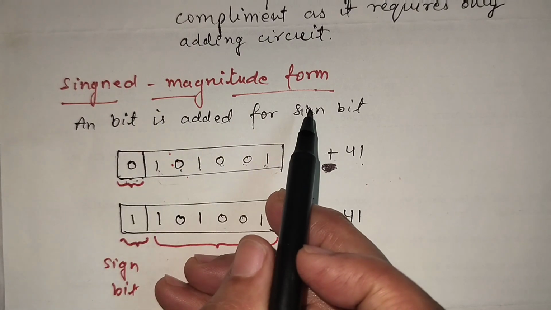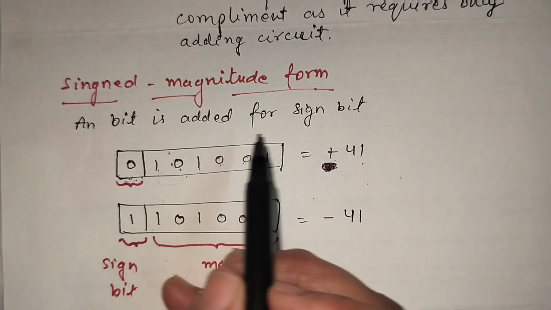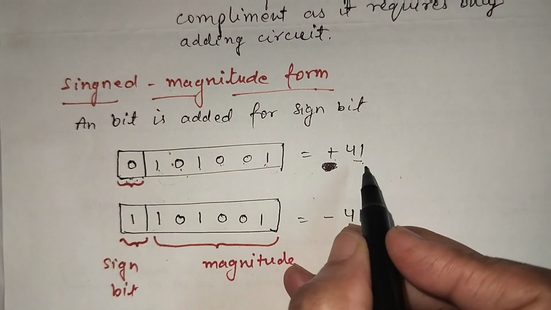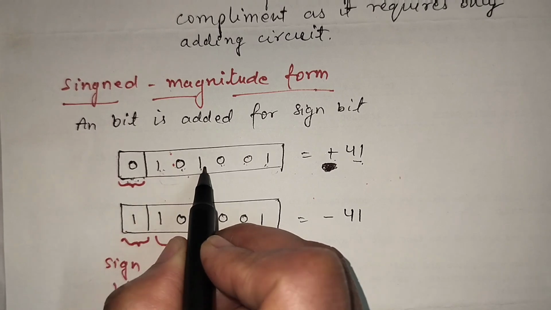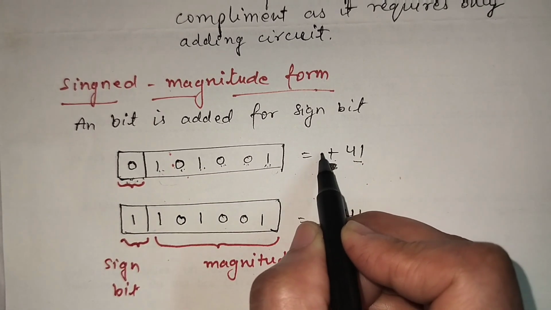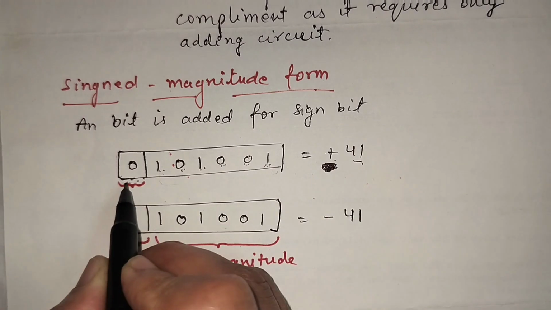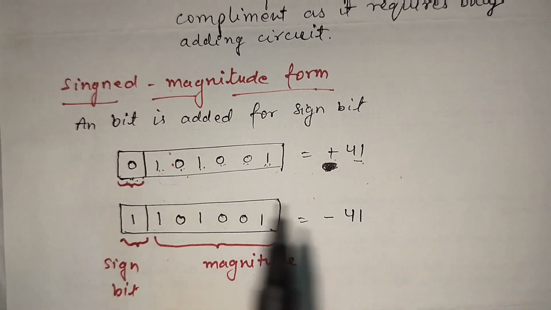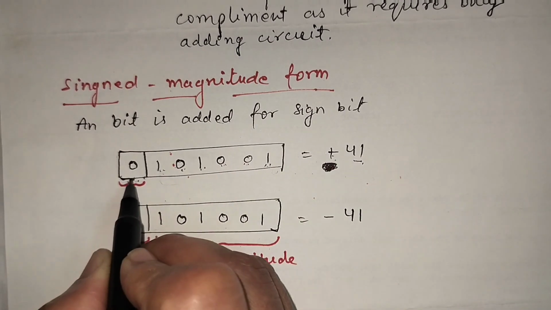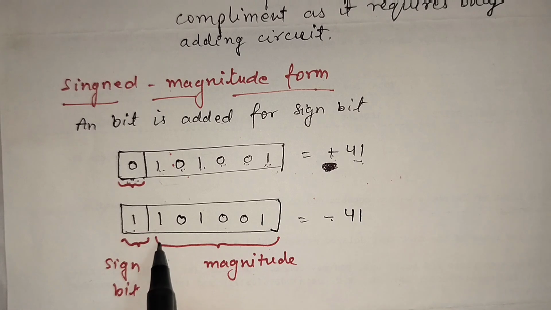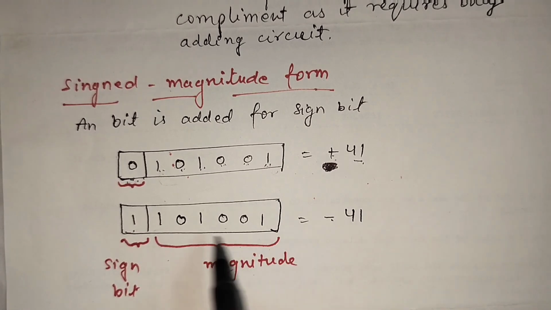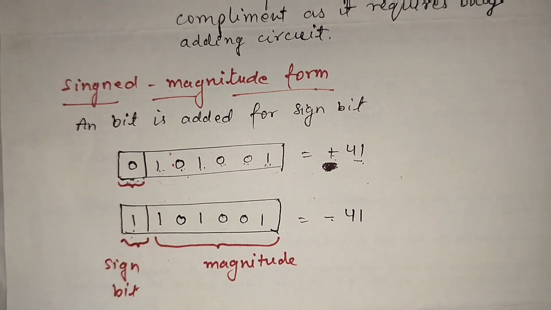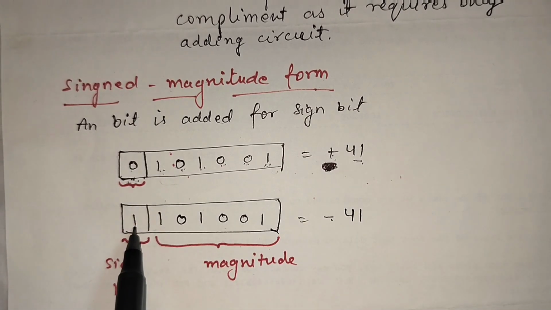First we will discuss sign magnitude form. In sign magnitude form, a sign bit is added in front of the binary number. This is 41 and this is the binary equivalent of 41, 101001, and we have added a sign bit in front of this binary number, 0. This is for positive sign. We add 0 for positive sign and 1 for negative sign, and the rest is called the magnitude, meaning the binary equivalent of 41. This is the sign bit, 0 for positive and 1 for negative.